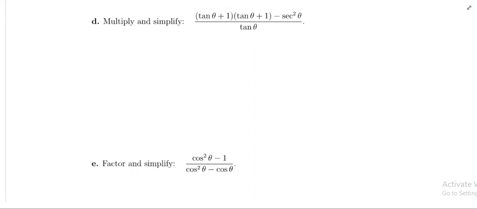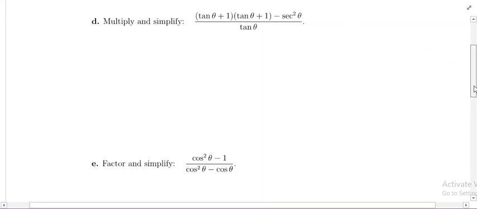In example 1D, we are asked to multiply and simplify the given expression. When you look at this, your first instinct should be to work with the numerator because it is more complicated than the denominator. So here we can FOIL out the tangent theta plus 1 times tangent theta plus 1. So let's go ahead and do that.